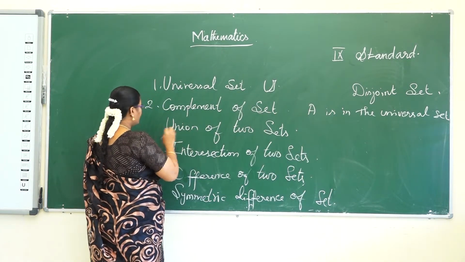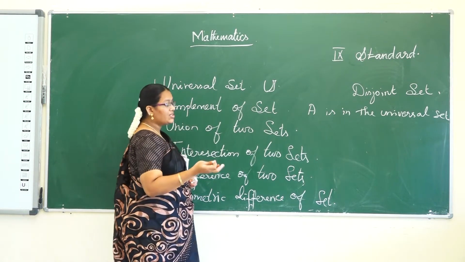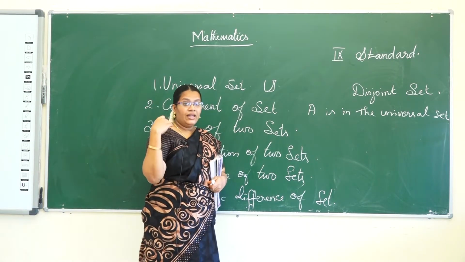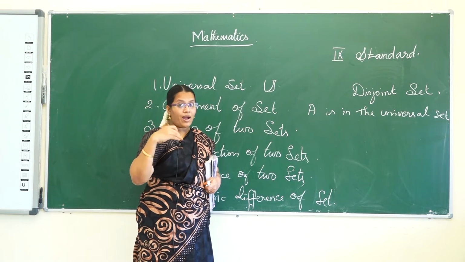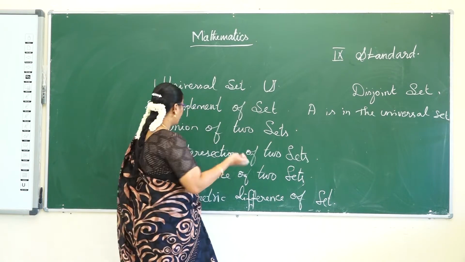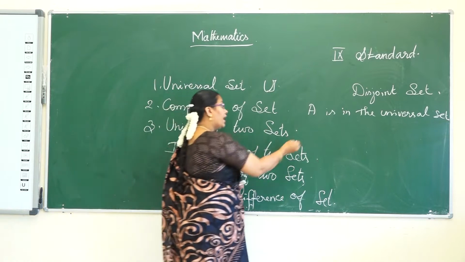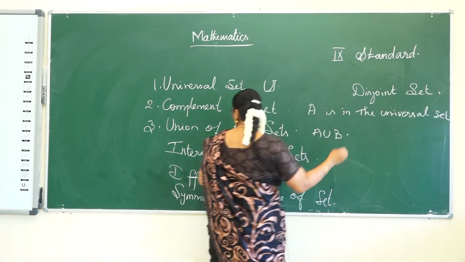And then union of two sets. Join all the elements in a set. That means all the elements in set A and also the elements in set B. Okay, that is called the union of sets. It is denoted by A union B.